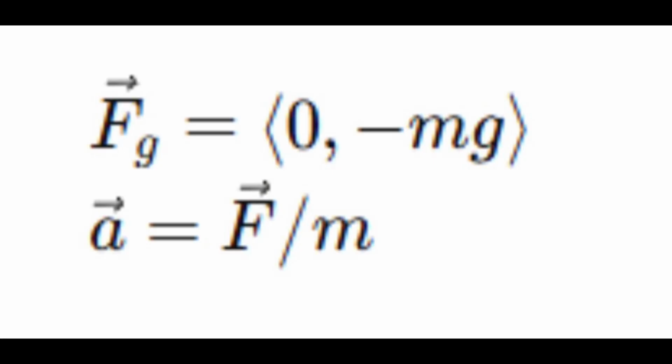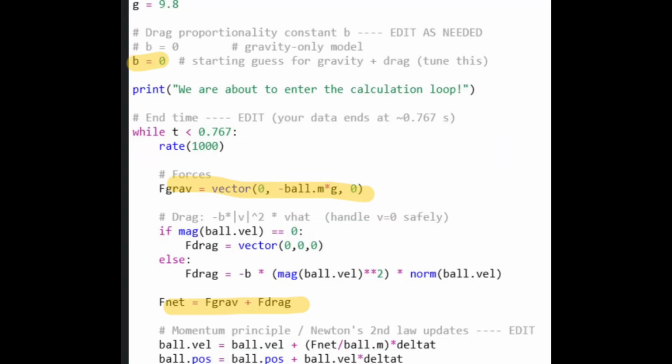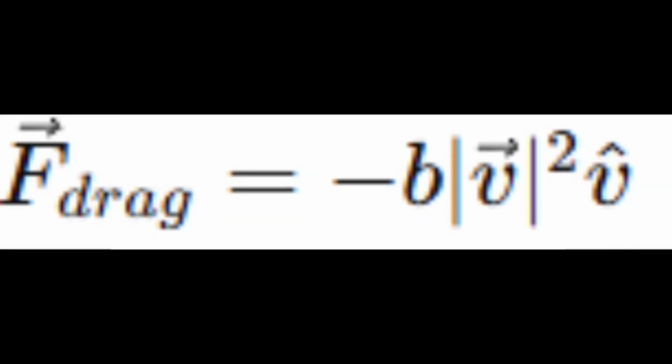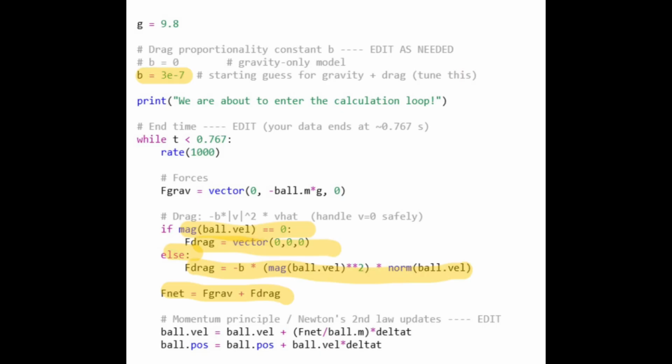My first model applies Newton's second law. The only force acting is gravity. Therefore, acceleration is constant and equal to negative g in the y direction. The second model adds quadratic air resistance. The drag force points opposite velocity and has a magnitude proportional to the speed squared. The constant b was tuned so that the predicted trajectory best matched the experimental data.